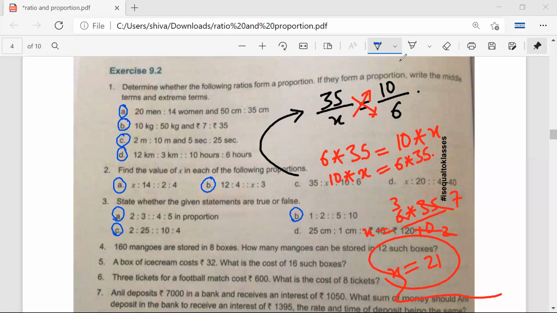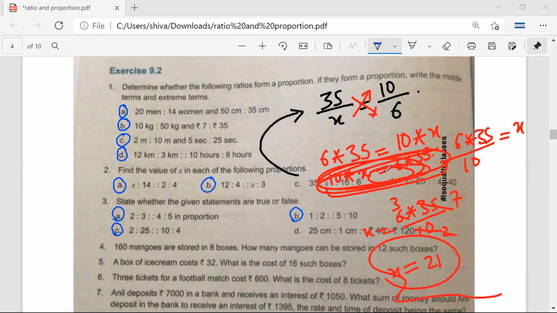Yes, sir. Is it okay if we don't do the second step because the meaning is the same, right? Yeah, it is absolutely okay. I'm just writing this second step so that you don't get confused because the x is here. If you don't want to do it like this, you can also write x is equal to 6 into 35 upon 10. If you want to skip this, it is absolutely okay, not an issue. Okay, sir. Any doubt? No, sir.